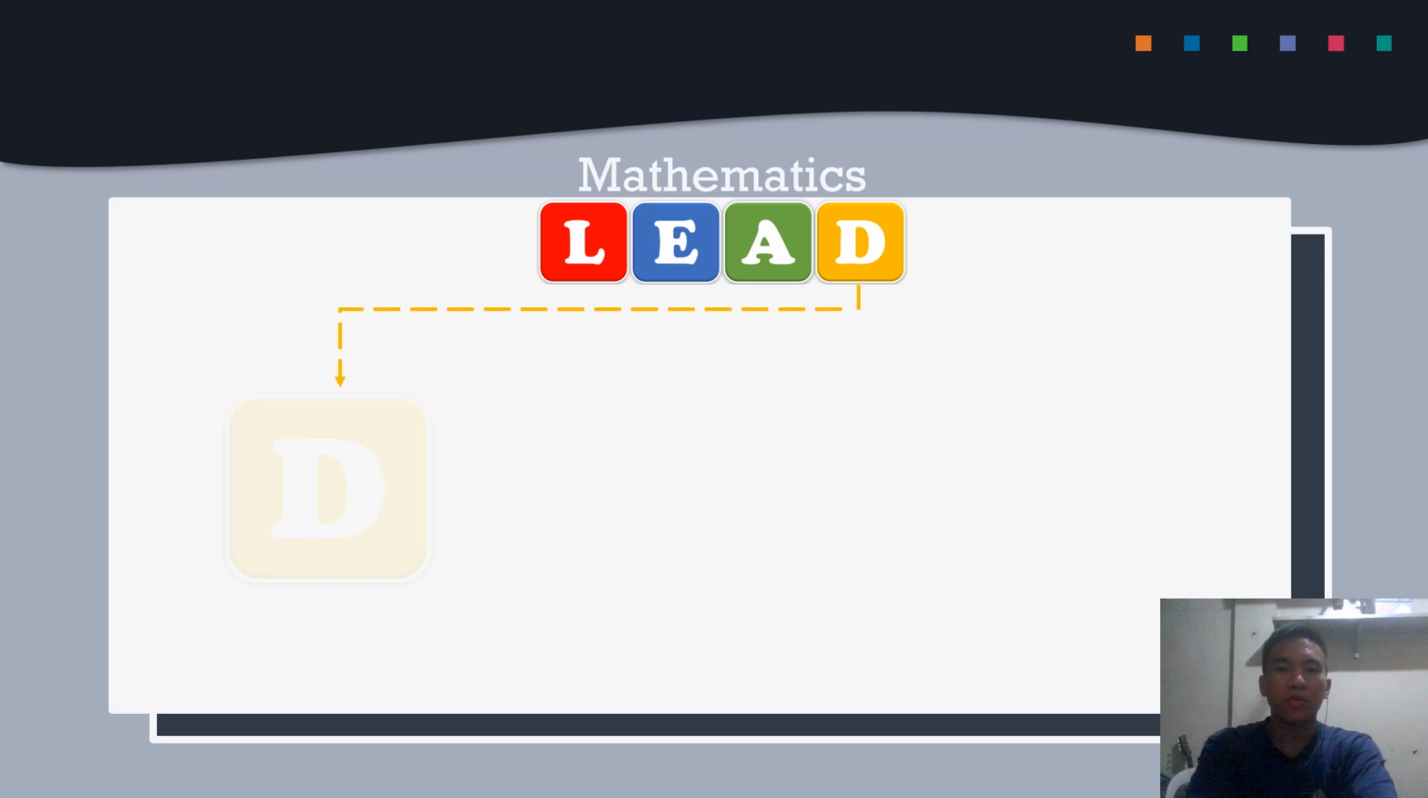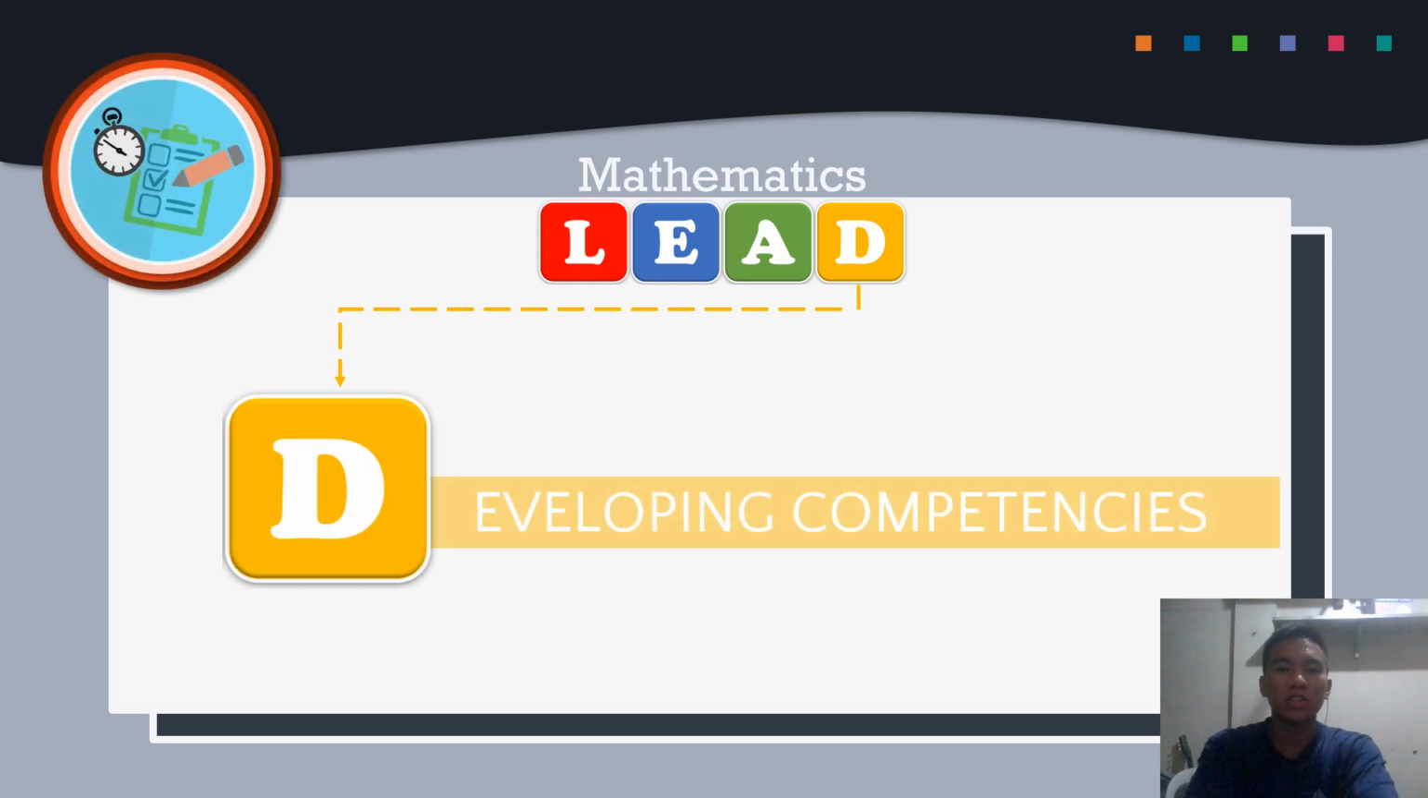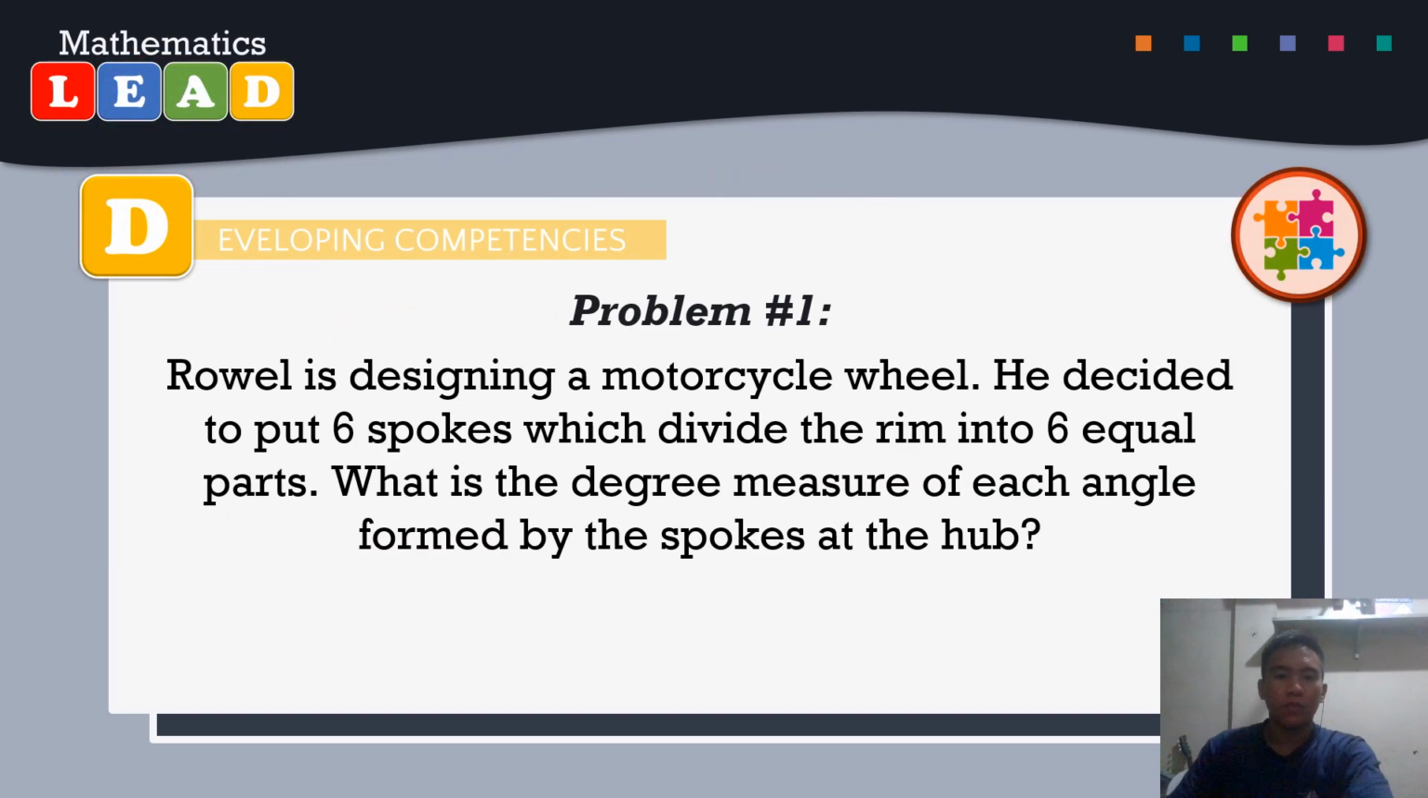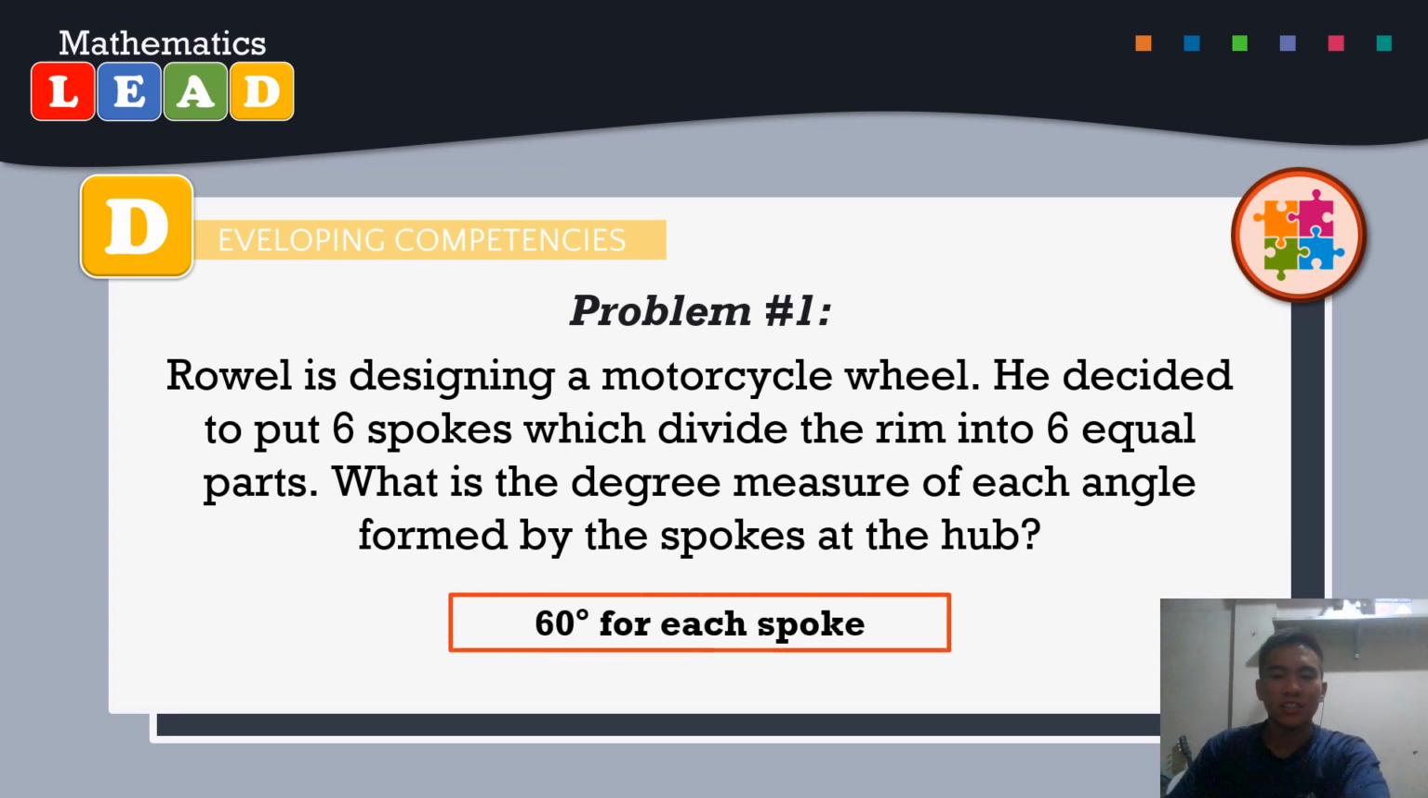So that's it for our discussion. To test if you have learned something from this video, here are two word problems for you to answer. For the first problem, Rowell is designing a motorcycle wheel. He decided to put 6 spokes which divided the rim into 6 equal parts. What is the degree measure of each angle formed by the spokes at the hub? The answer is 60 degrees for each spoke.